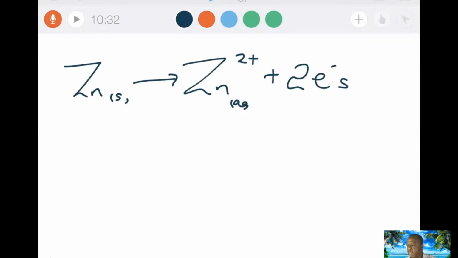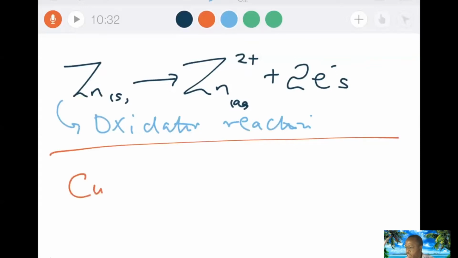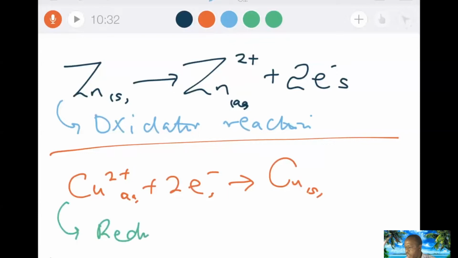Here, 2 electrons are lost, making this an oxidation reaction. And then, if we draw a parallel, Cu2+ aqueous gaining 2 electrons becomes Cu solid. Here, this is a reduction reaction.